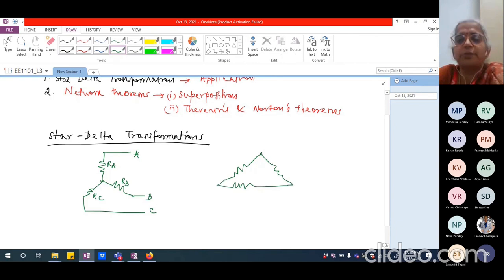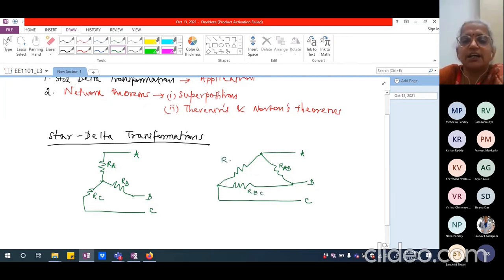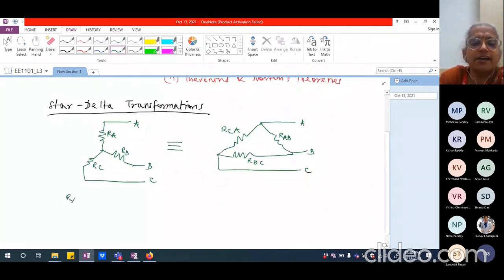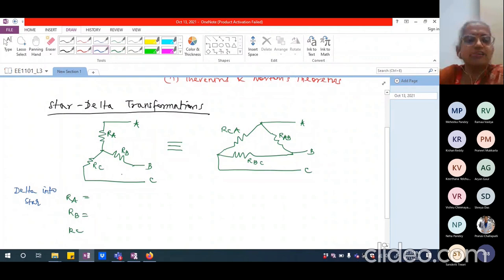The same thing, I can have three resistances connected like this. This is going to be A, this is going to be B and this is going to be C. So I'm calling this resistance RAB, and this particular resistance, which is connected between B and C, RBC, and what is connected between C and A as RCA. Now these two can be equivalent of each other provided I am able to express RA in terms of RAB, RBC, and RCA, and similarly RB and RC, which is actually going to tell me how to convert delta into star.